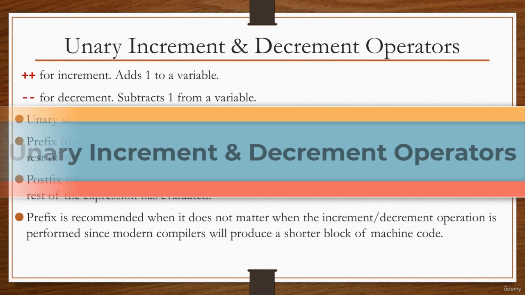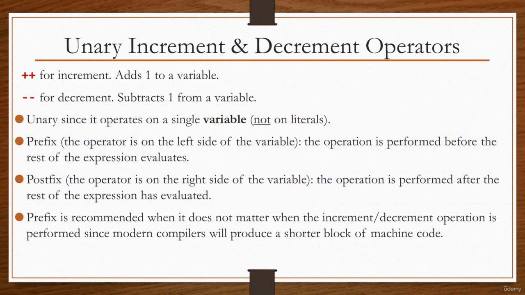Next we have the increment and decrement operators. These are unary operators, since they operate on a single variable, not on literals. You have plus plus for increment, which adds 1 to a variable. Then you also have decrement, which uses the double minus operator, and that will subtract 1 from a variable, whereas increment adds 1 to a variable.